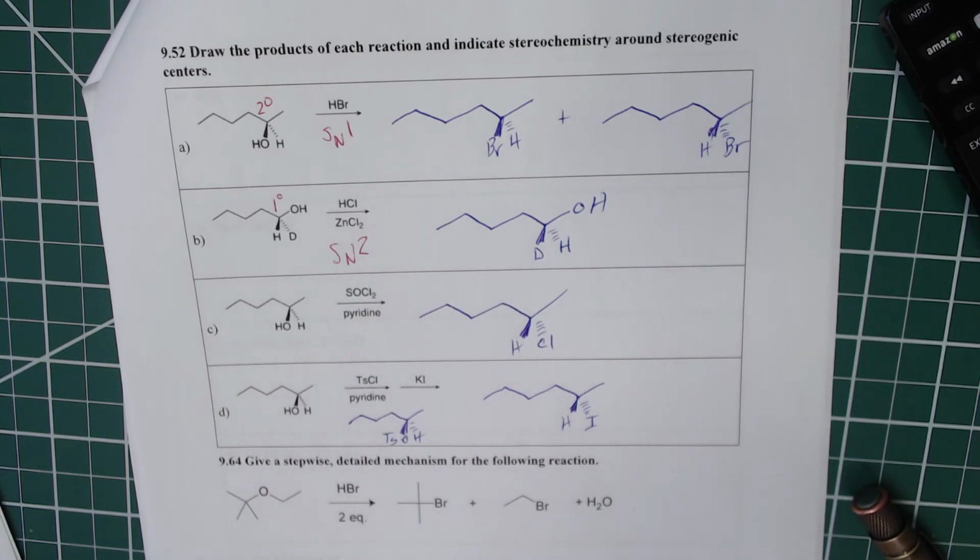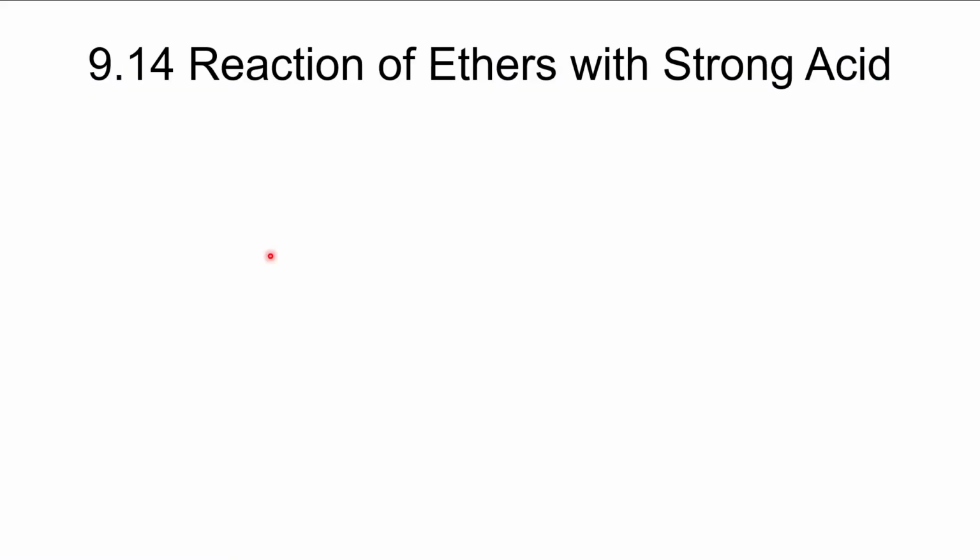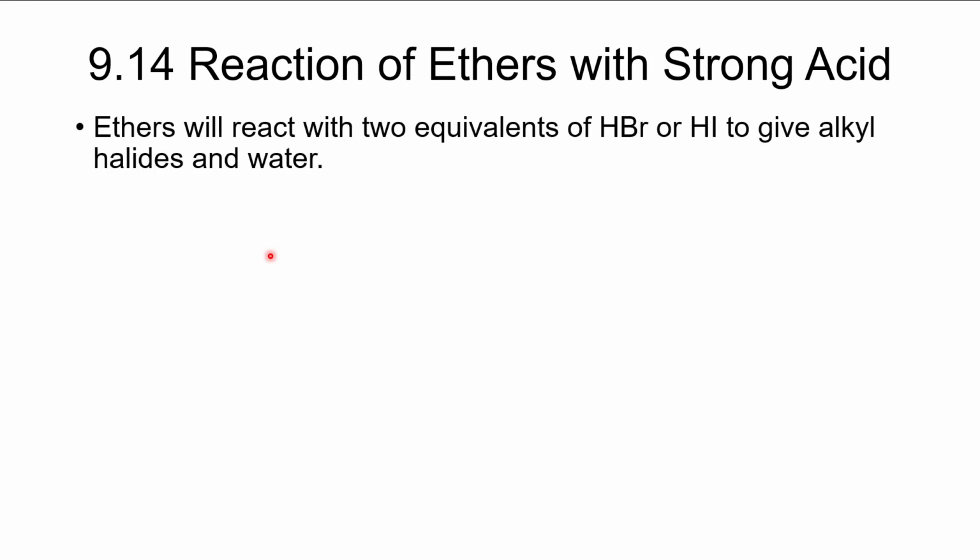Okay. So, reactions of ethers with strong acids. So we know that alkoxides are not good leaving groups. But if we react an ether with an acid, we'll create an alcohol, which is a pretty good leaving group.